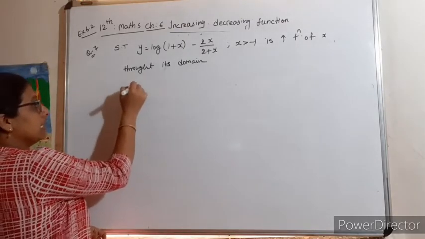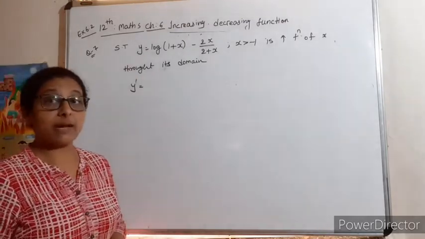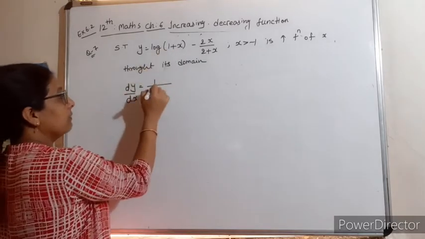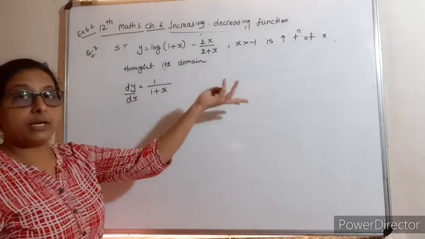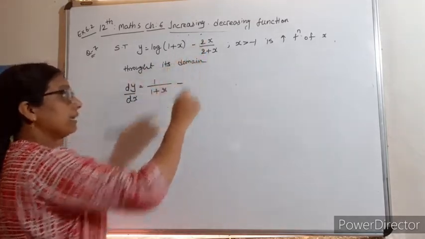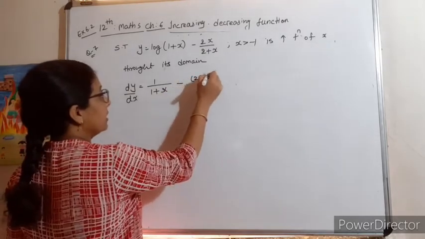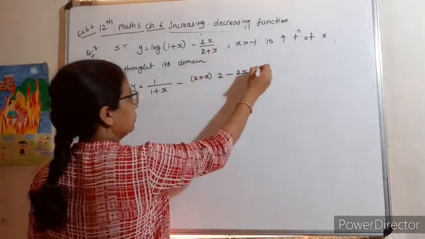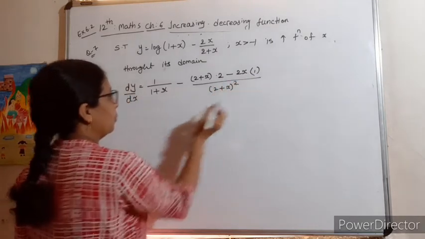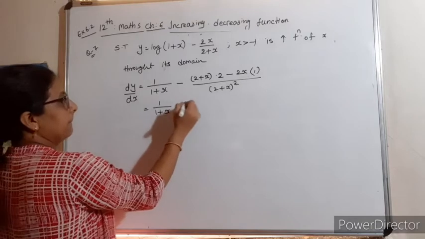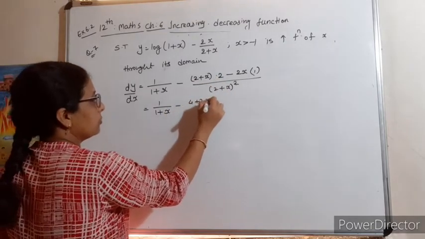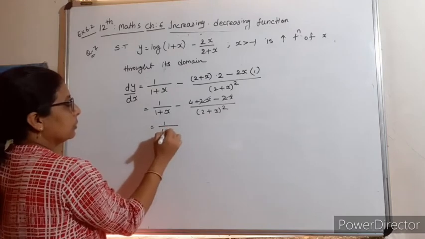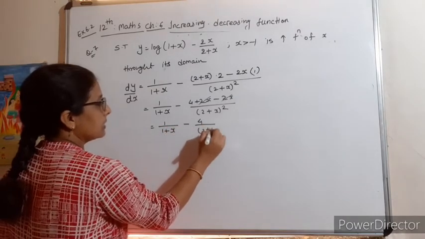So that we can say f dash x, अगर y दिया है तो y dash, or you can say dy by dx is equal to, we'll write here dy by dx. तो log of this की derivative होगी 1 upon 1 plus x. ब्रैकेट की derivative तो 1 है, तो उसको लिखने की जरूरत नहीं. माइनस, here we'll use the division rule. तो denominator constant, derivative of numerator is 2 minus numerator constant, derivative 1 upon 2 plus x whole square. Simplify करेंगे, minus here 2 to 4 plus 2x minus 2x upon 2 plus x whole square. It's cancel. 1 upon 1 plus x minus 4 upon 2 plus x whole square.